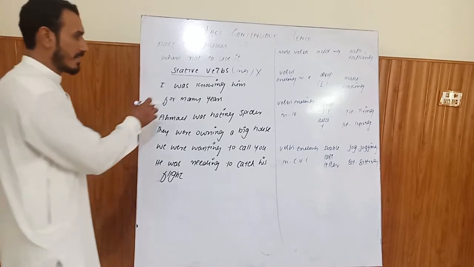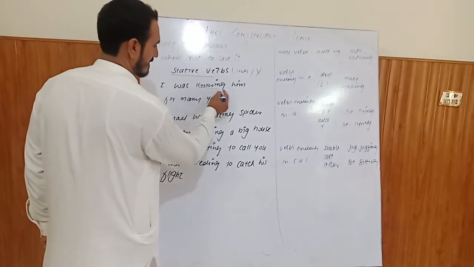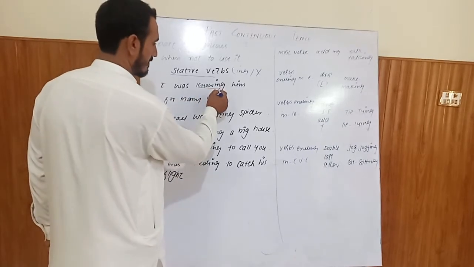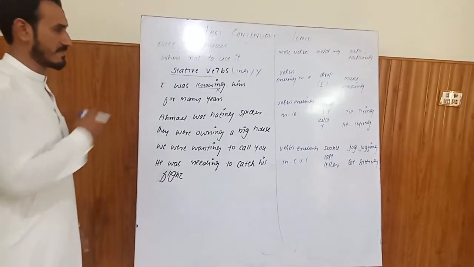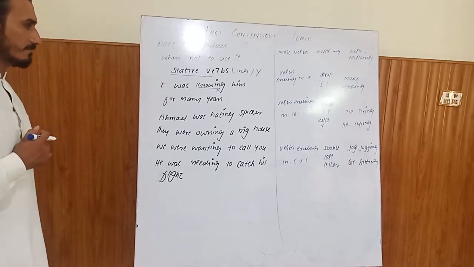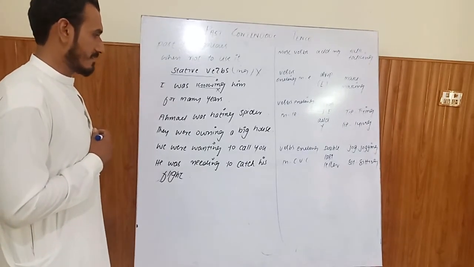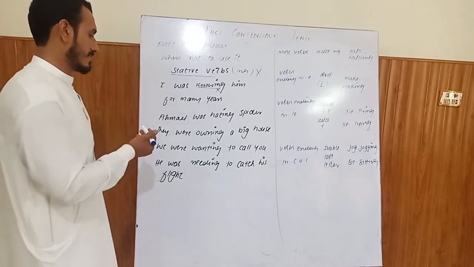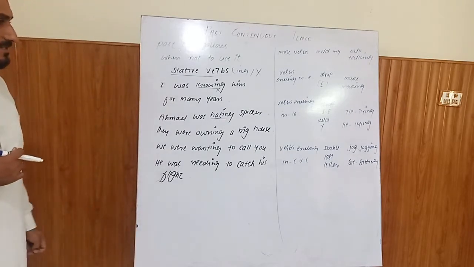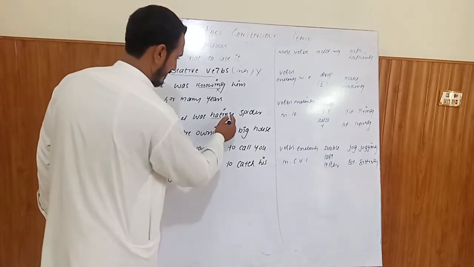For example, I was knowing. This is a stative verb, and with a stative verb we are not using ing. This is incorrect. This sentence you write in simple past tense. Clear? Ahmed was hatching the spider. Hatching, ing. We are not using ing with a stative verb. So this is incorrect.